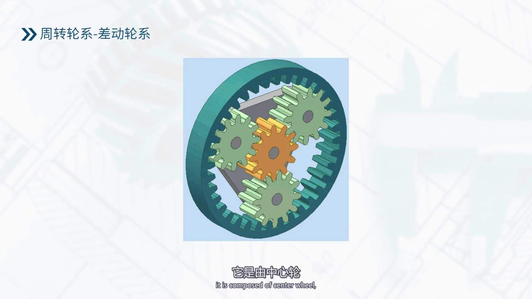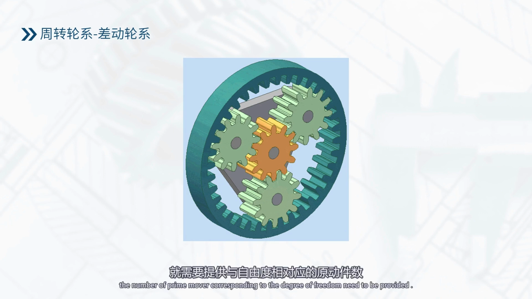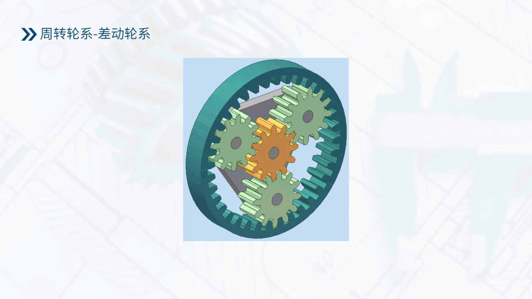It is composed of center wheel, planet wheel, and rod. If a stable output is to be obtained by this kind of gear train, the number of prime movers corresponding to the degrees of freedom needs to be provided.